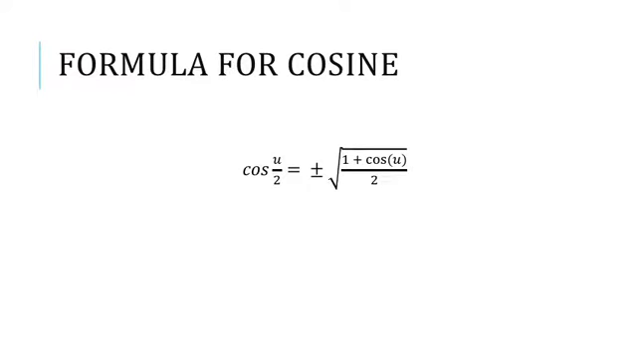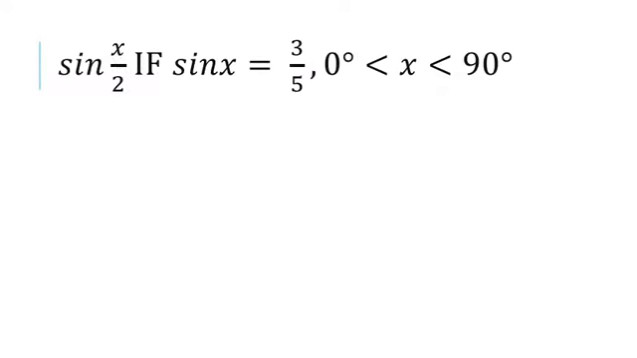Next up is the formula for cosine. Take a minute to pause this video and write down this formula for future reference. Expanding on this same example, we will now be using our previously found values to determine the half-angle formula for cosine. So sine of x is equal to 3 over 5 and cosine of x is equal to 4 over 5. From here, we will use the half-angle formula for cosine and plug in our values.